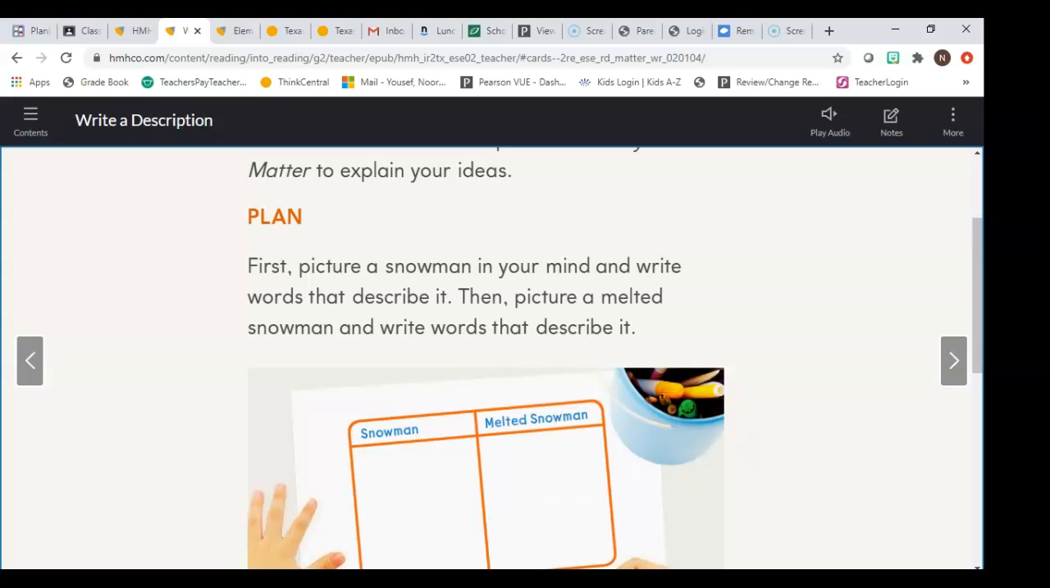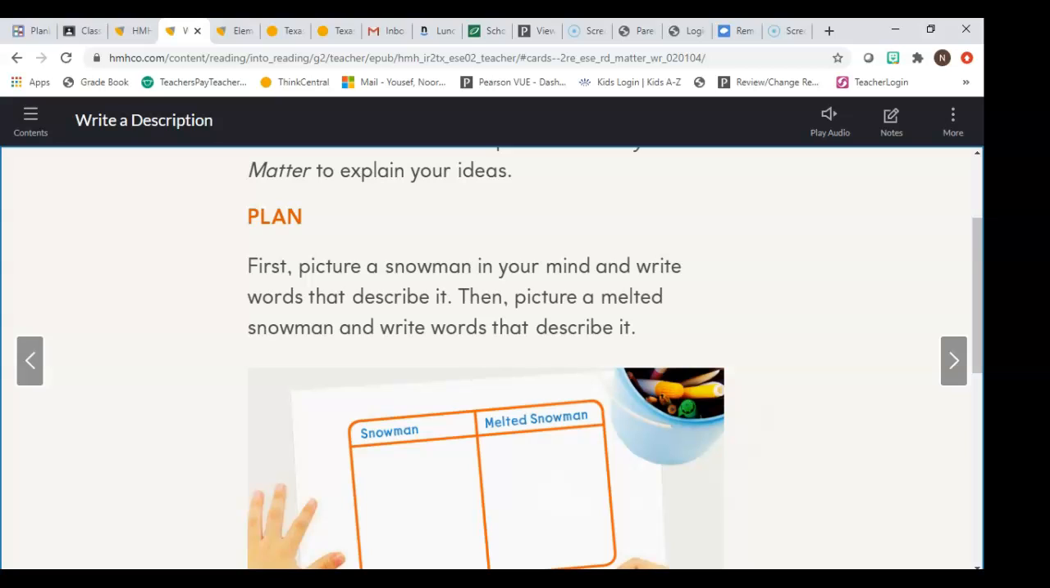And then I want you to draw a picture of your solid snowman and then draw a picture of your melted liquid snowman. After you've done that, you're going to write words to describe your solid one, 3 words to describe your solid one, and 3 words to describe your melted one. So do you have to draw it first? Okay, you can draw it first or you can write the words first.